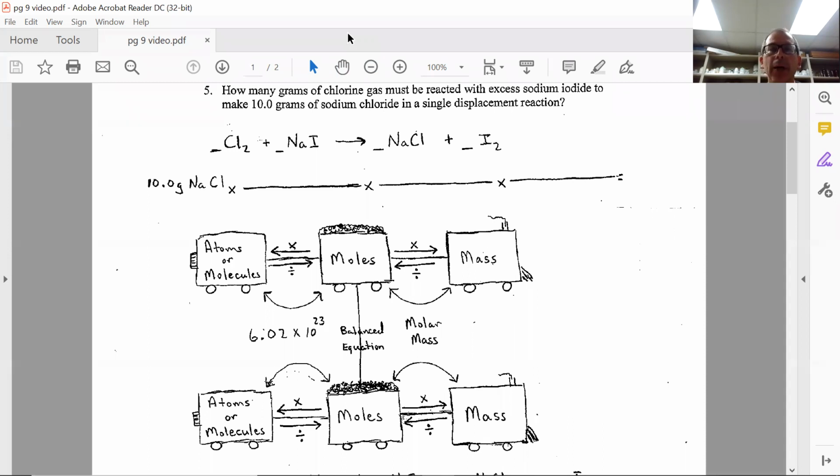So we get a little marker here, and I see I have 10 grams someplace. How many grams of chlorine must be reacted with excess sodium iodide to make 10 grams of sodium chloride in a single displacement reaction? How many grams of chlorine gas? This looks like chlorine gas. Maybe I'm going to put a question mark right there, and then I might put G for grams right there. Okay, we don't know how many grams of chlorine.